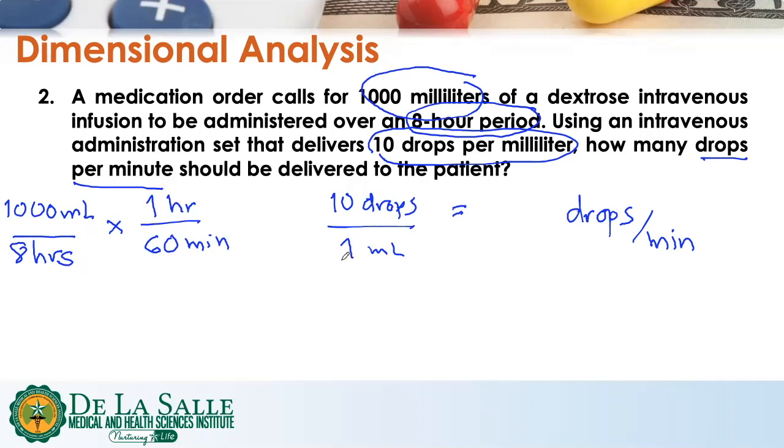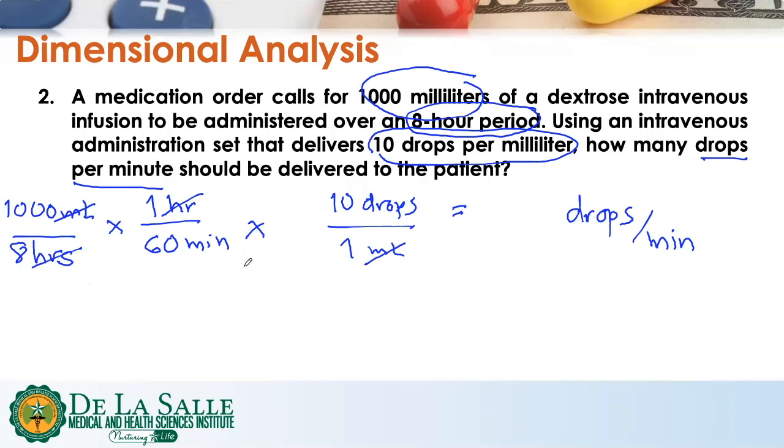Next, let us evaluate if we can already cancel all the units except for the unit that is in the final quantity. We can cancel hour. We can also cancel milliliters. We will be left with number of drops per minute. In this case, we can now perform our mathematical operation. 1,000 times 10 divided by 8 divided by 60.